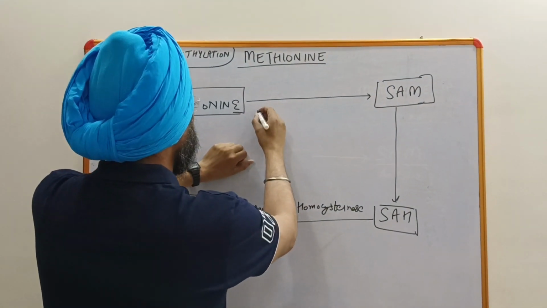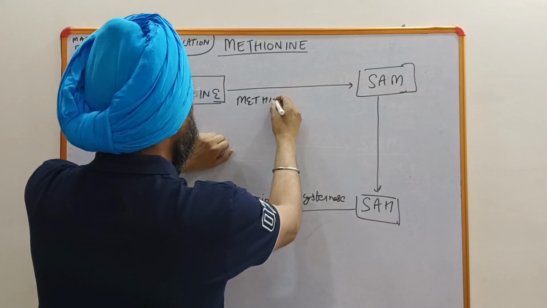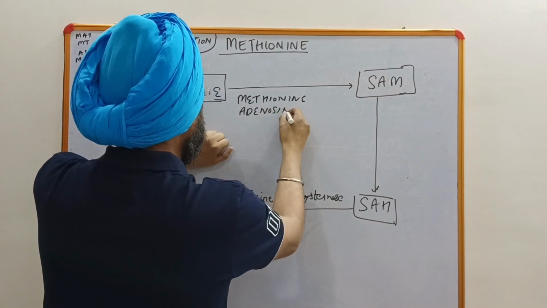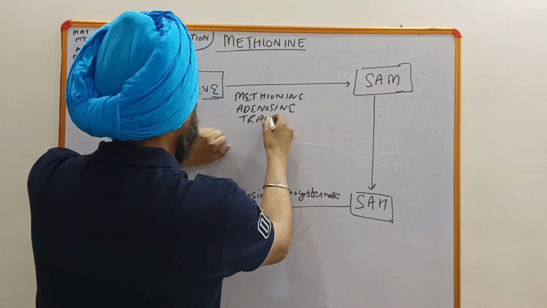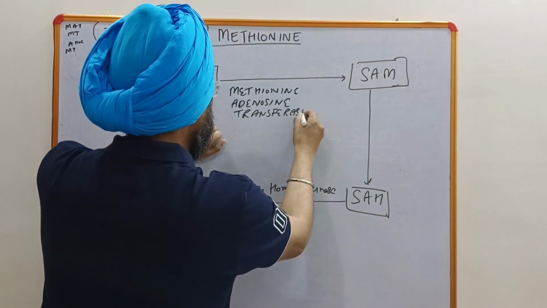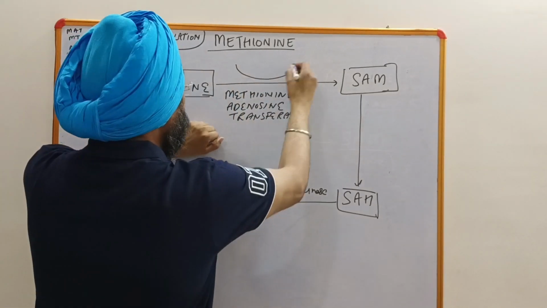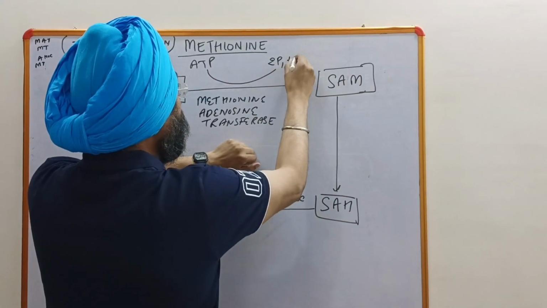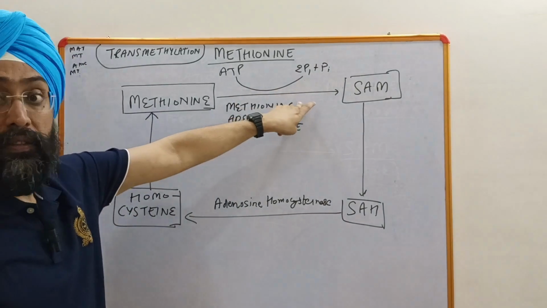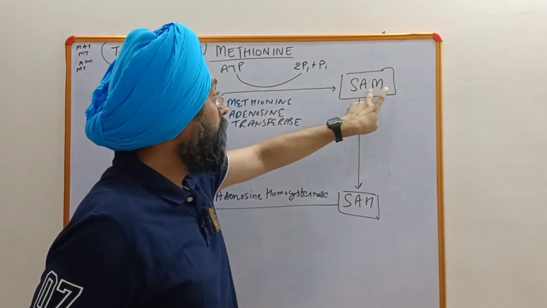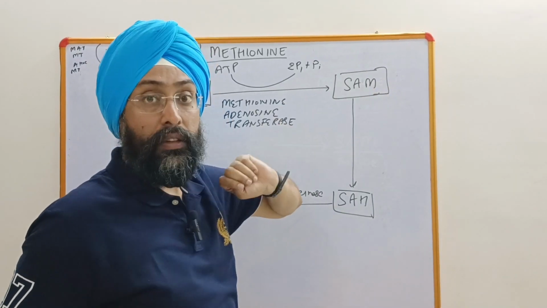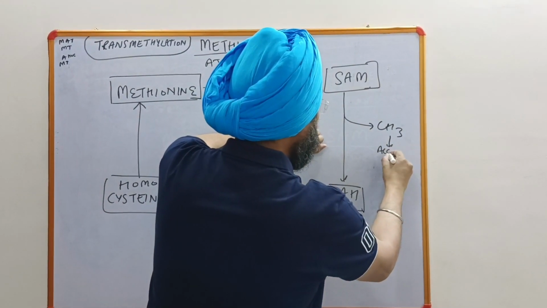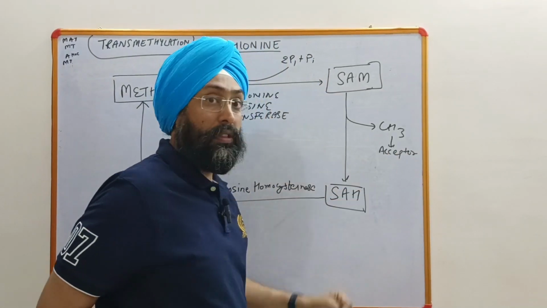So this reaction requires methionine adenosyl transferase, right? So it requires ATP, and it is converted to pyrophosphate and phosphate, right? This reaction is an irreversible reaction. So now we are having S-adenosyl methionine, that is active methionine, that can donate a methyl group. So when it donates the methyl group, the methyl group will bind to an acceptor, right? That is used in methylation reactions.